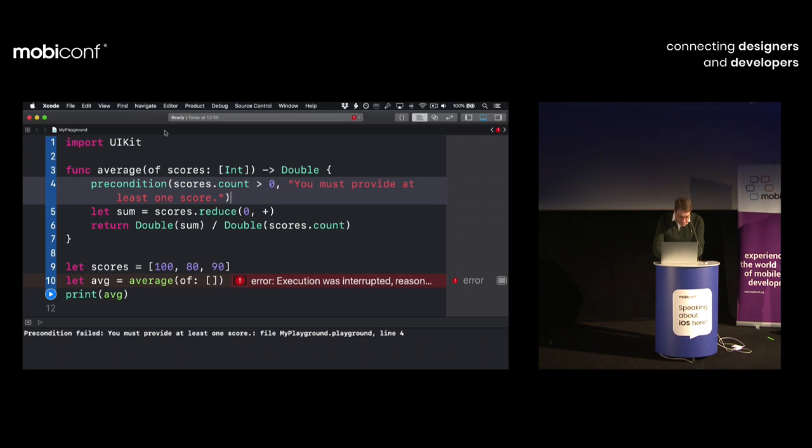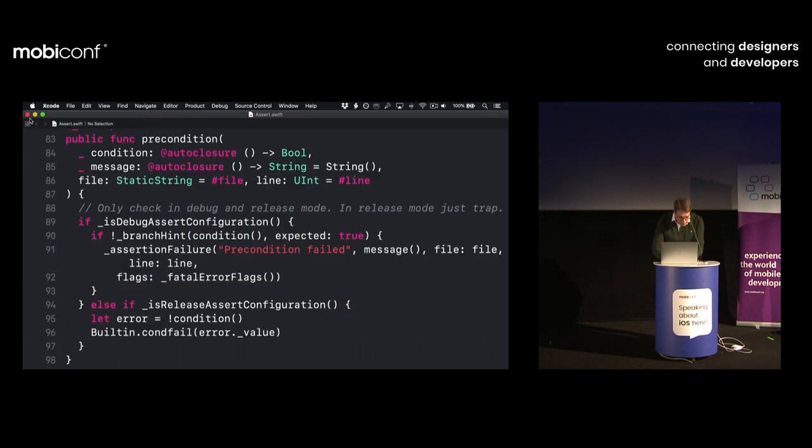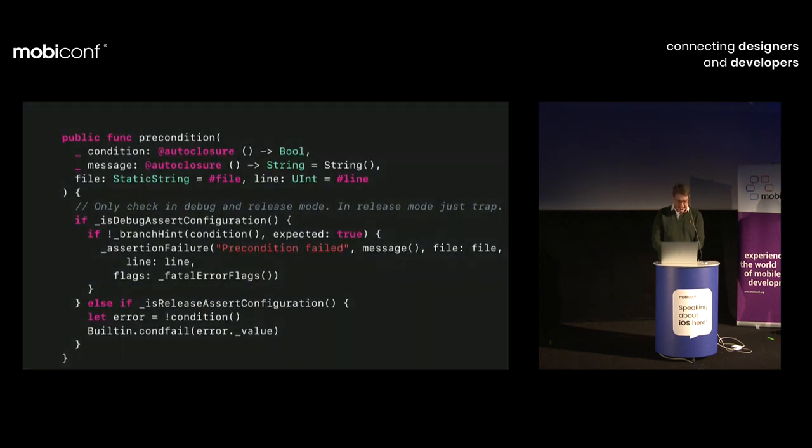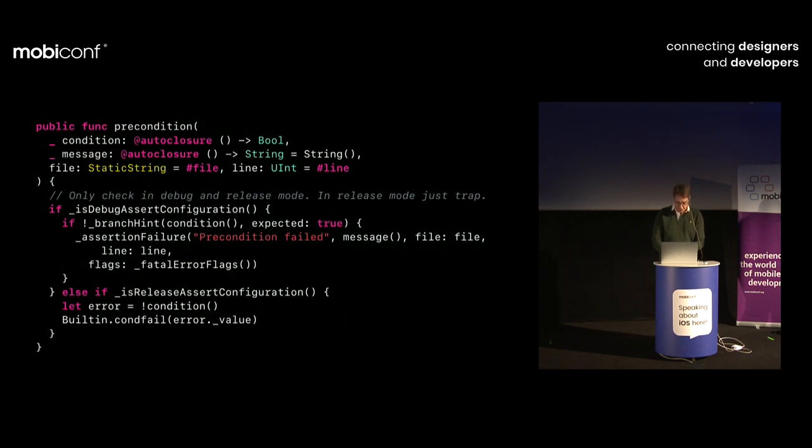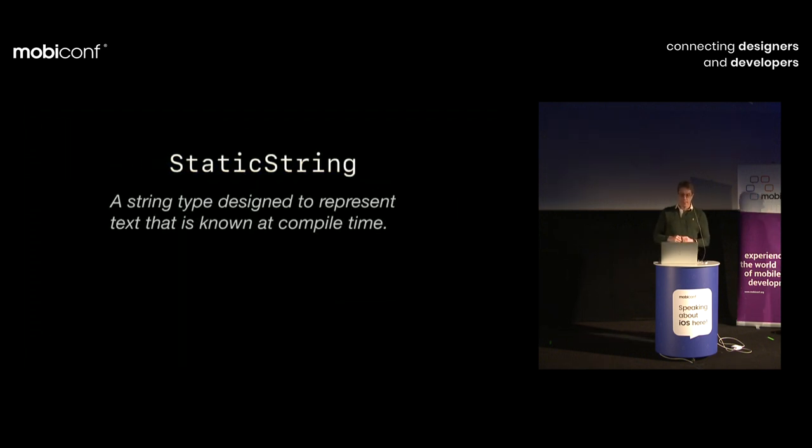So let's get rid of that again and look back at the source code again. Because there's something else here I want to talk about, another useful thing Swift's doing in this code. And in this case, it's this part here, a static string. Let's bring that up nice and close. This is a string type, a special string type, that is only for text known at compile time.